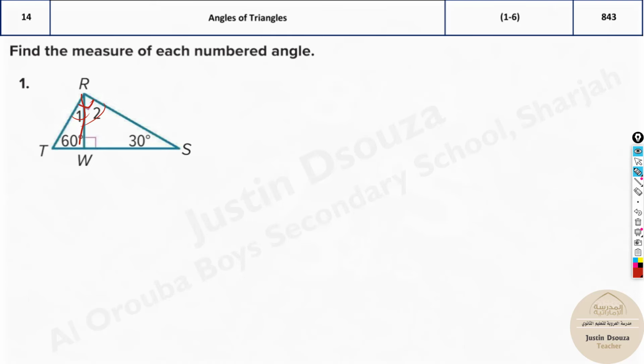But now let's take this as the triangle. See this one, RWS. Over here, we know this is 90 degrees, then there is a 30 degree, and if you add up this angle 2, that must be 180 degrees. So what is angle 2? Just take this to the other side. 180 minus 90 is 90, minus 30, it will be 60 degrees. So it's 60 degrees over here.